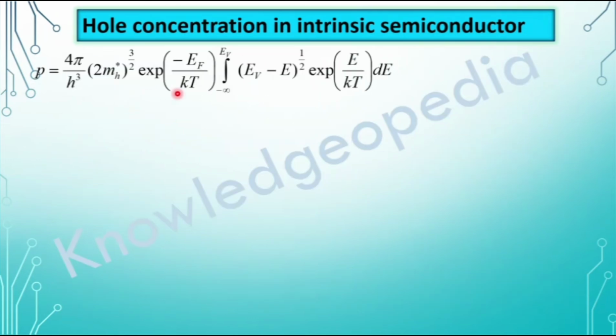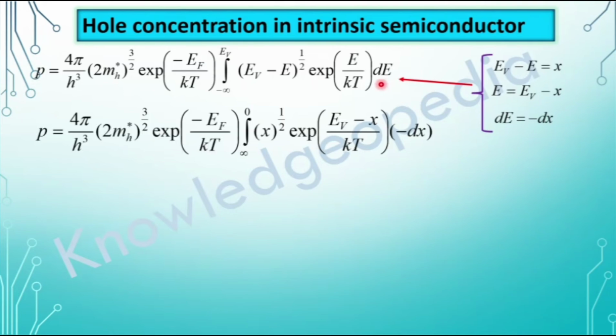Now we'll do some substitutions to perform this integration. Let EV minus E equal x. Then if I take E to the right hand side and x to the left hand side, E is equal to EV minus x, and dE is equal to minus dx. After substituting these values over here, we will be getting this integration.